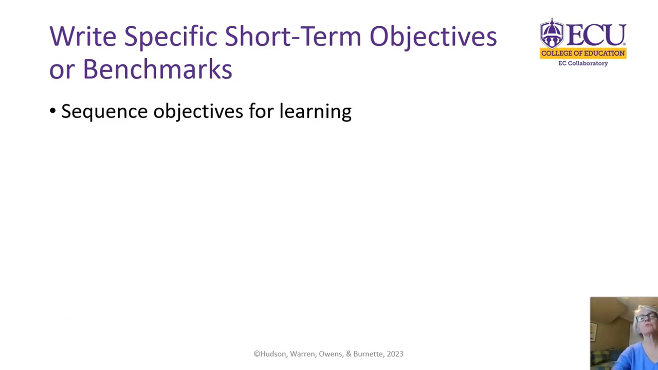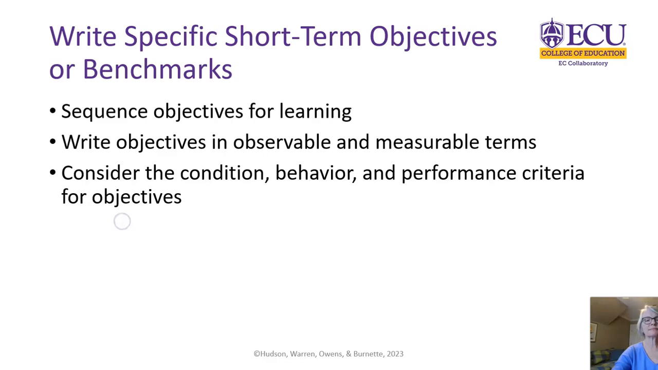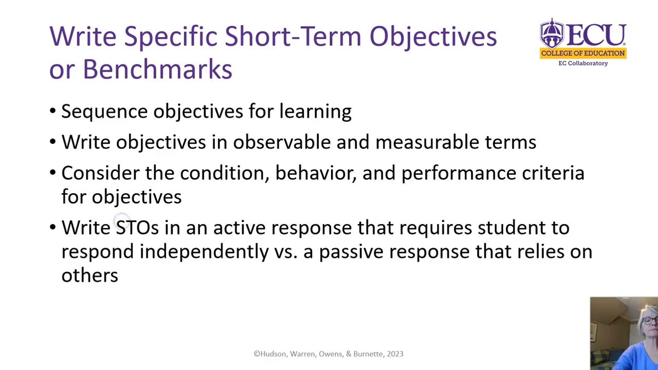Once you have the annual goals written, you can write the specific short-term objectives, called STOs, or benchmarks. When writing STOs, consider how you will sequence for learning. Write objectives in measurable and observable terms. Consider the condition, behavior, and performance criteria for objectives. And write the STOs in an active response that requires students to respond independently versus a passive response that relies on others. And lastly, plan for generalization.